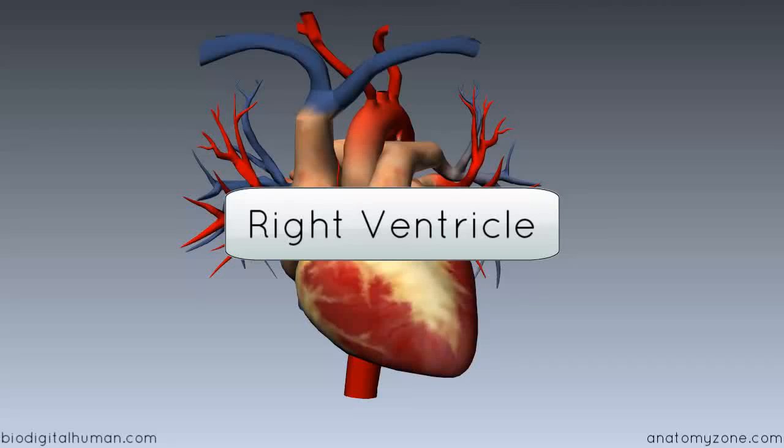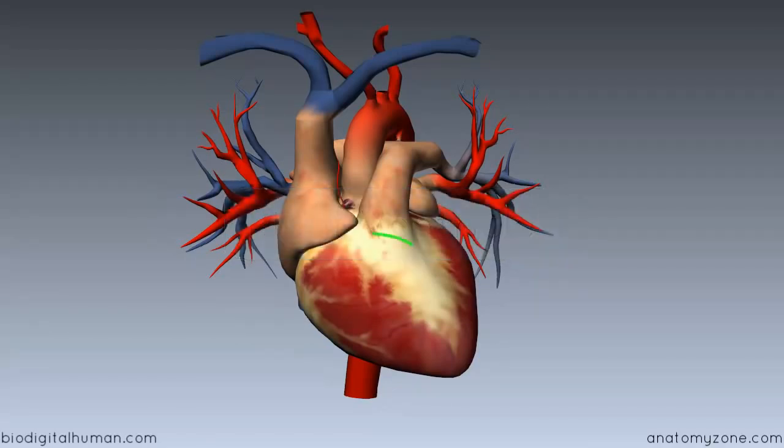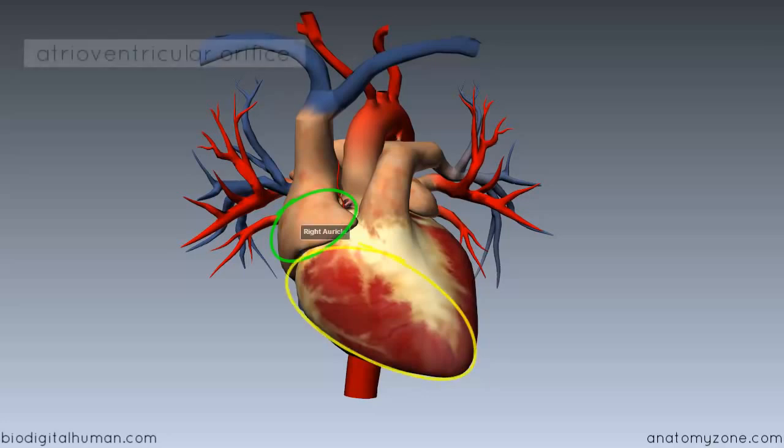Okay, so now we're going to take a look at some of the features of the right ventricle. You can see in this position, in the anatomical position, the right ventricle here actually forms a lot of the anterior surface of the heart because of the way that the heart is angled in the mediastinum. So when the right atrium contracts, blood is sent into the right ventricle through the atrioventricular orifice.